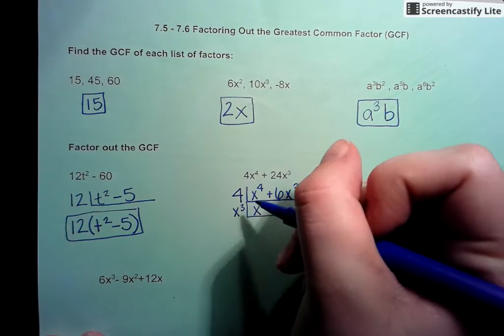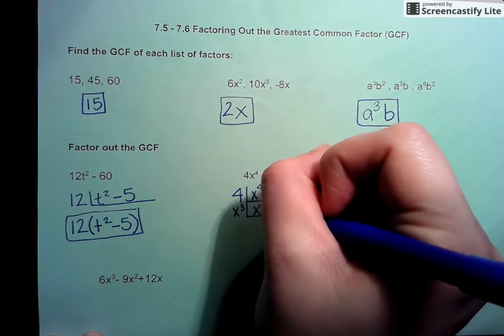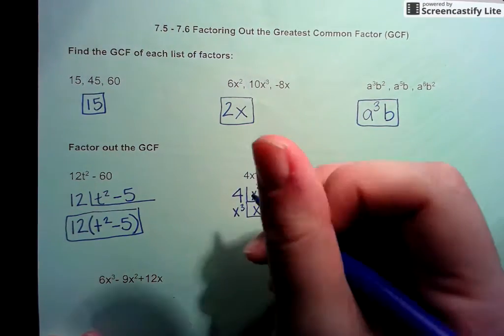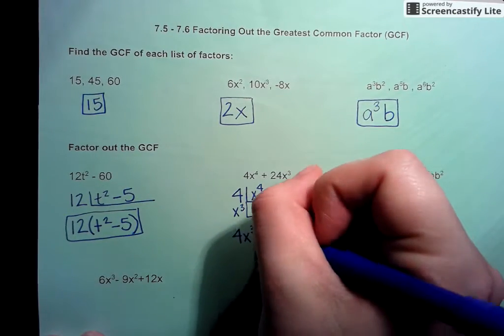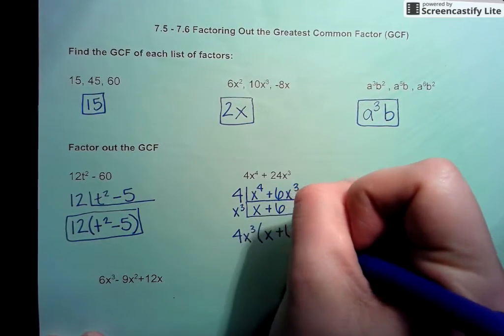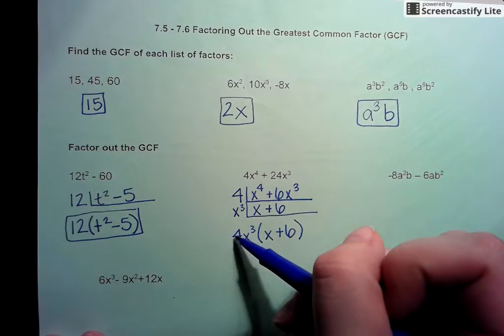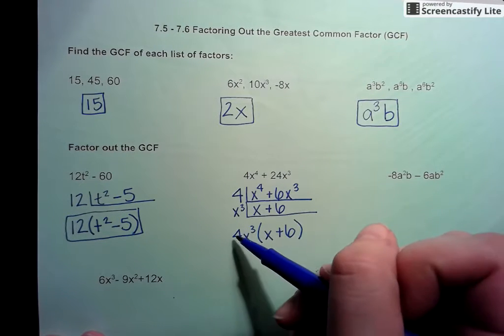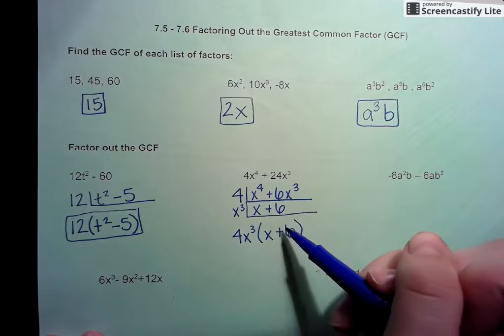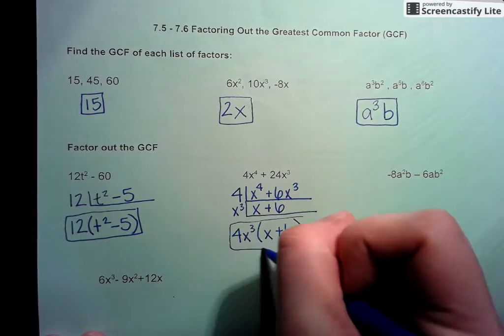And if I have 3 x's here and I take away 3, I'd have none. So I would just be plus 6. So my GCF that I factored out is 4x to the third times x plus 6. So that's what I have left over. Now you could check this and say, well, 4 times x to the third times x would be 4x to the fourth, and 4x to the third times 6 would give us 24x to the third, so I did it right.